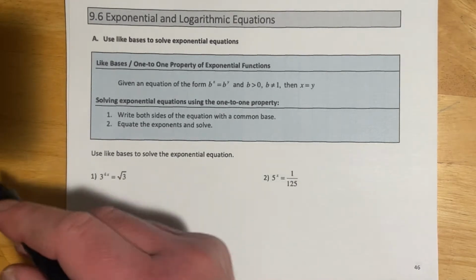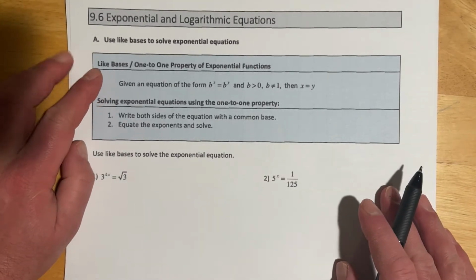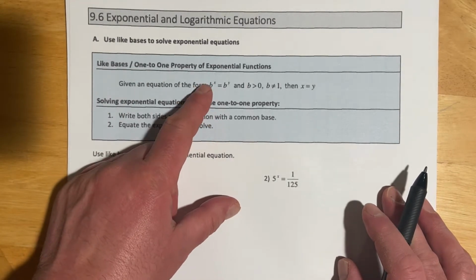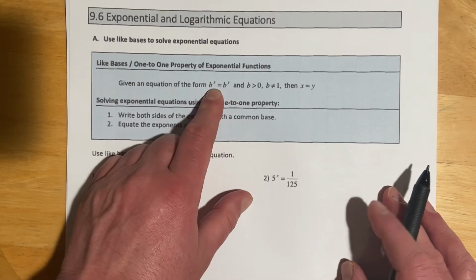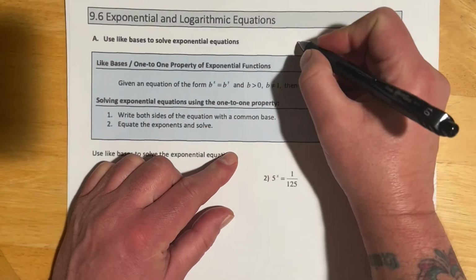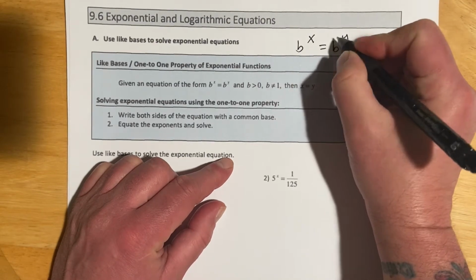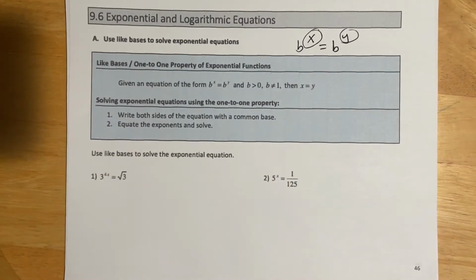And for the exponentials and logs, we're going to see two flavors within each of those categories. So starting off with exponentials, we'll look at like bases, or the one-to-one property of exponential functions. And basically all this is saying is if I have an exponential, if they have the same base, then those exponents, I'll write that a little bit bigger, b to the x equals b to the y, that can only be true if x equals y, if those b's are the same.